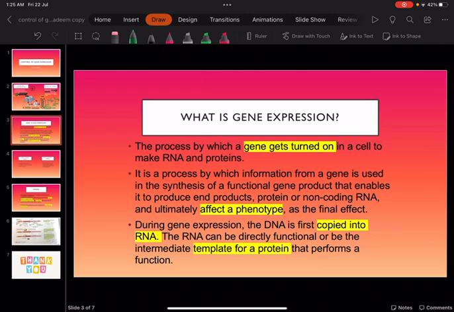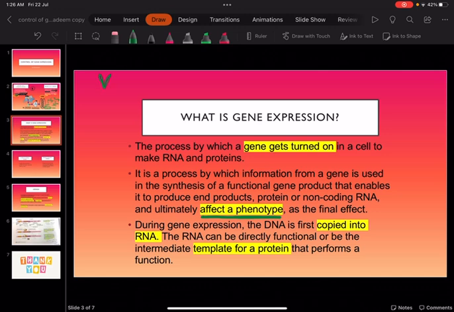Now talking about gene expression, what is gene expression? It is basically how the gene can get turned on, or how the gene can actually start its process for what it's meant to do eventually. So gene expression is actually how the gene is going to affect the phenotype, how it is going to be seen visibly by us. And what is the process of it?